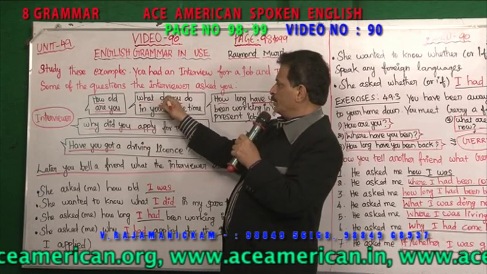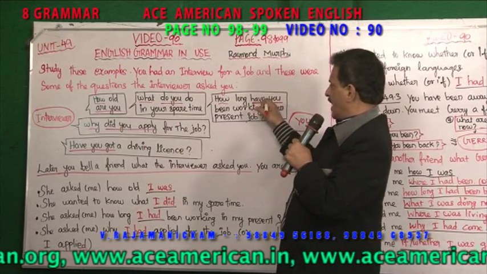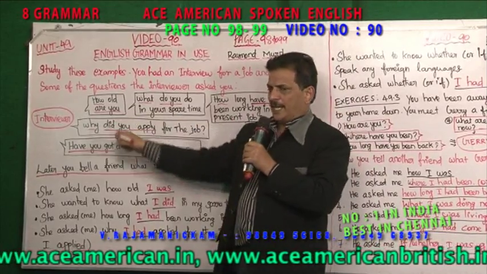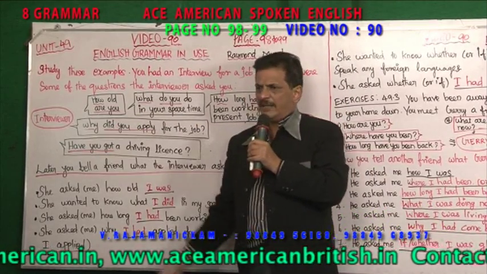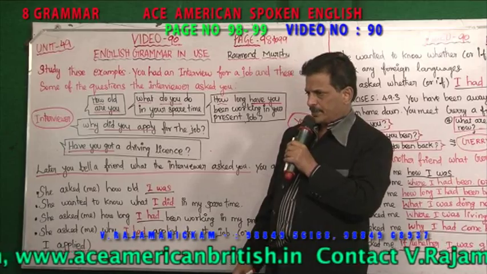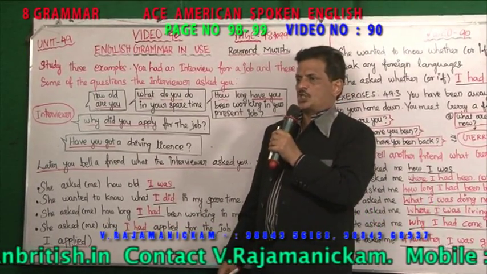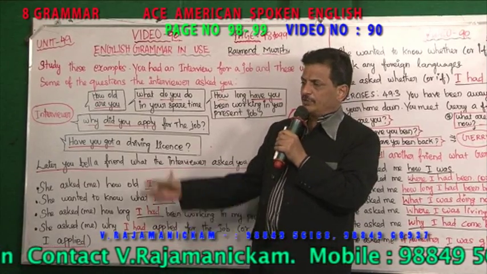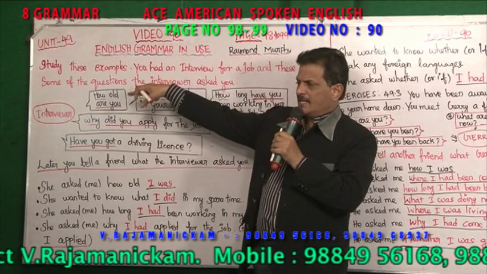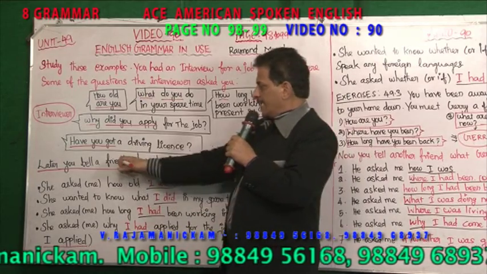See, do is a present tense. Are is a present tense. Have is a present tense. Did is a past tense. Have you got? Have is a present tense, present perfect. So you have to first understand the structure, the word order. And you have to know whether the question is in the past tense or the present tense. See, later you tell a friend.